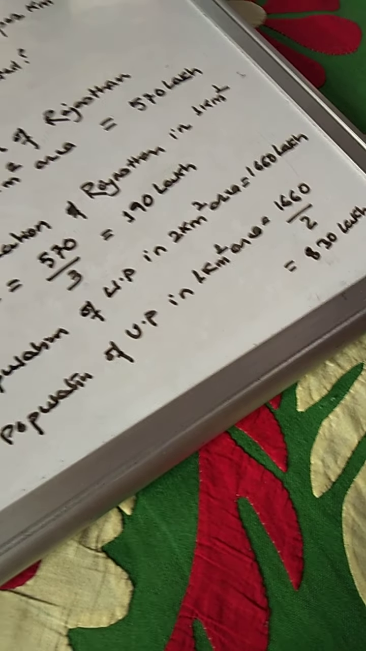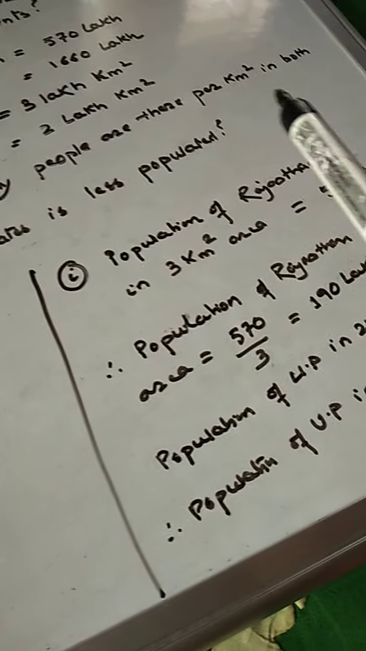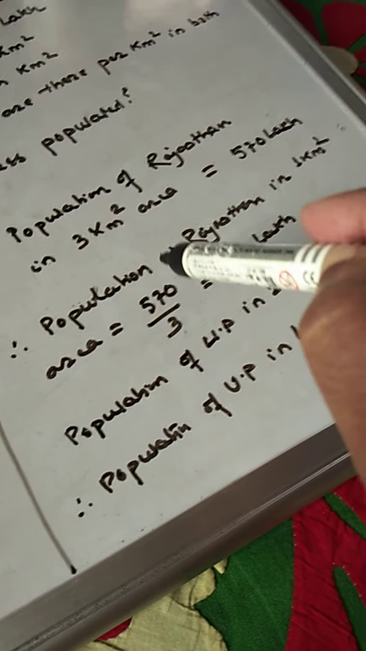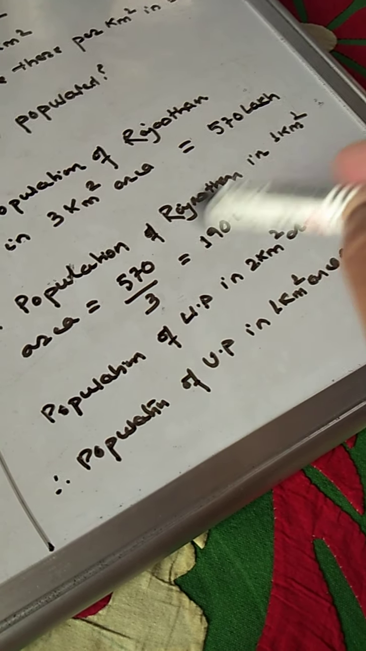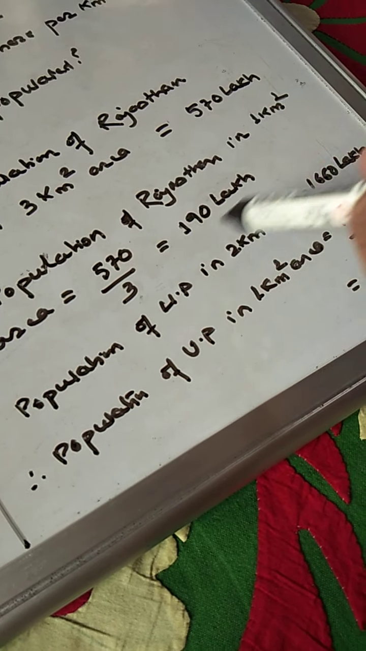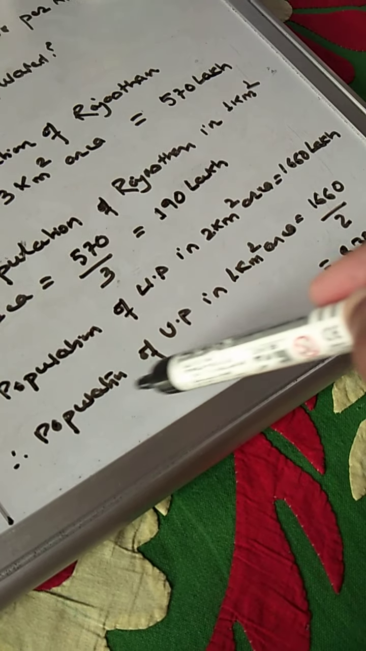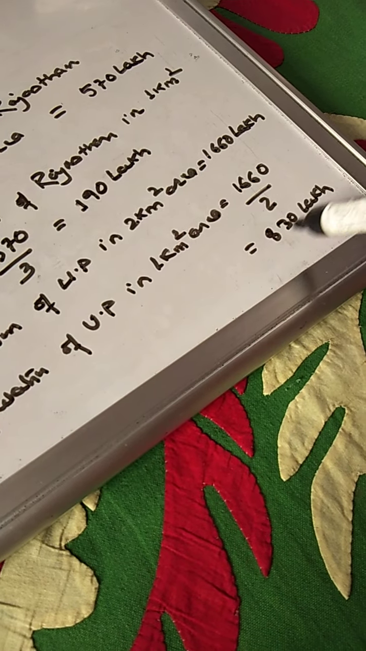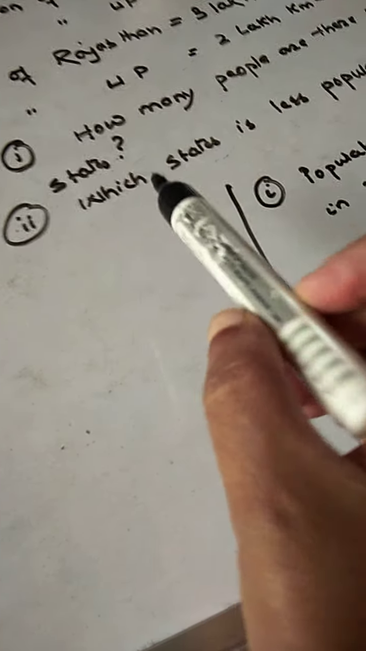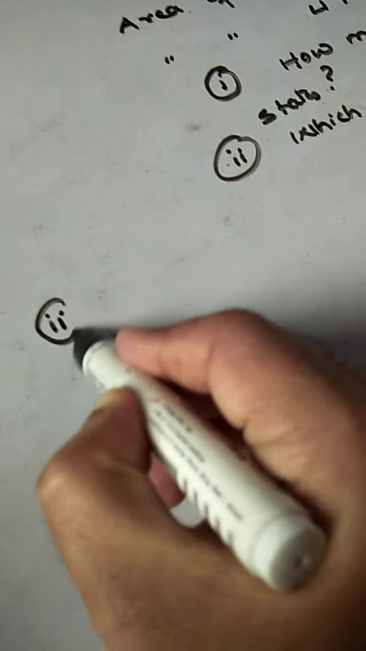Now we have solved question number 1. We have given the answer that population of Rajasthan in 1 kilometer square area is 190 lakh, and population of UP in 1 kilometer square area is 830 lakh. Now we have to also answer question number 2. Which state is less populated? So we will write the answer to question number 2. You will write, it can be observed.